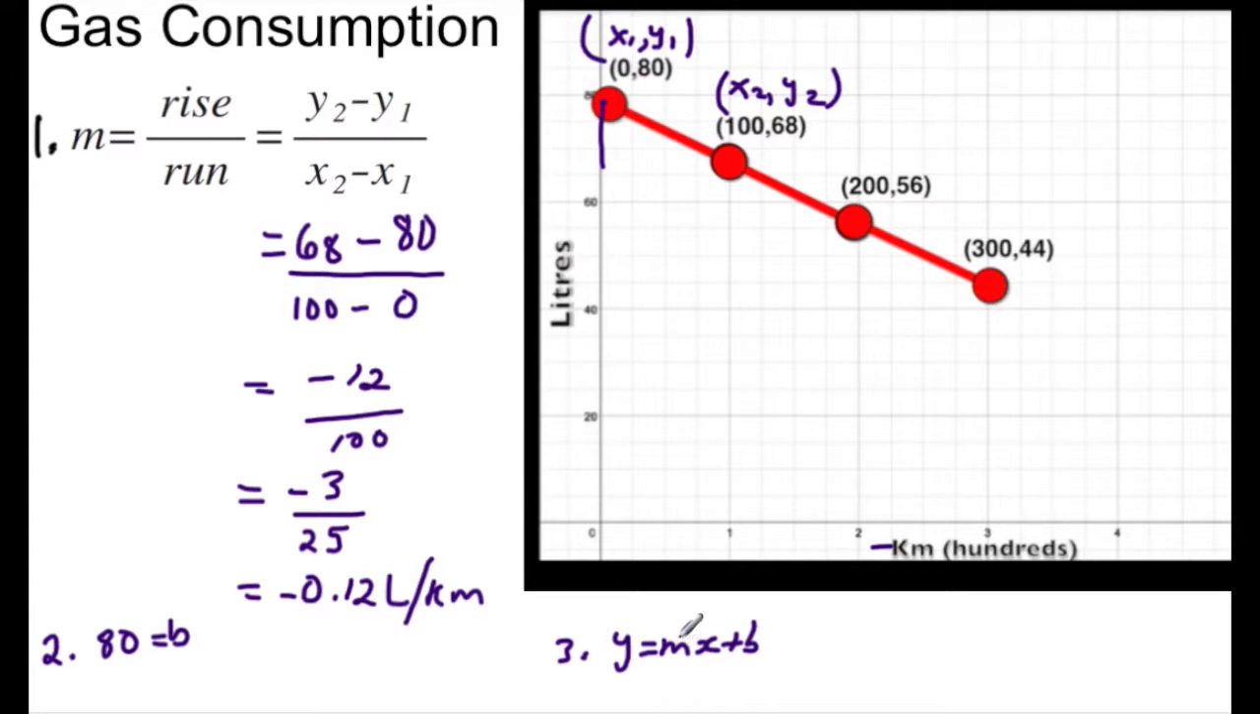Now the slope is the rate of change. We've already calculated that, so our equation is going to be, I'm going to use the fraction format, negative 3 over 25 x plus the vertical intercept, which is 80. Now we could get a little bit more nitpicky. We could use n for the number of kilometers and L for the number of liters. Let me erase that, and I'll write L and N in there instead of X and Y. So I have L is negative 3 over 25 N, for the number of kilometers, plus 80.